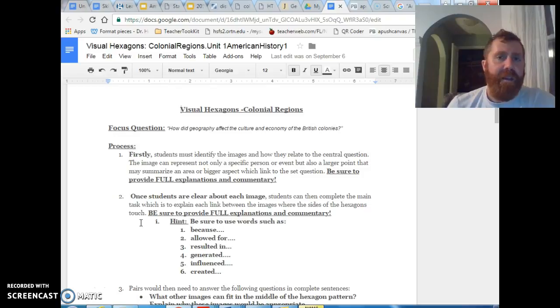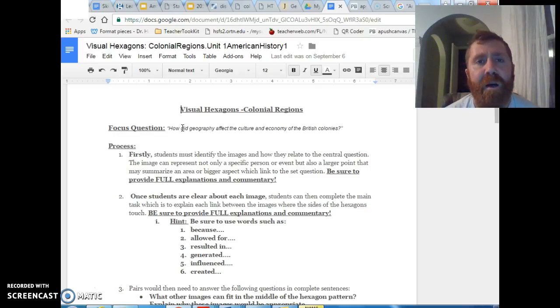So this activity is going to measure or assess a couple of different things. Ultimately, you will want to be able to answer this question: how did geography affect the culture and economy of the British colonies? And in doing so, you will be looking at some of the key characteristics of each colonial region. You will be identifying certain key characteristics throughout this activity. And then finally, when answering the question, we also want to be able to compare and contrast the three regions.